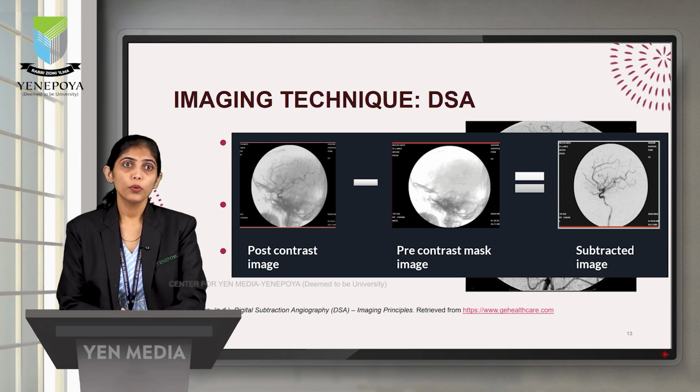So here you can see we have a post-contrast image which is being subtracted from the pre-contrast, and at the end we have a subtracted image which suppresses the background and just highlights your blood vessels.